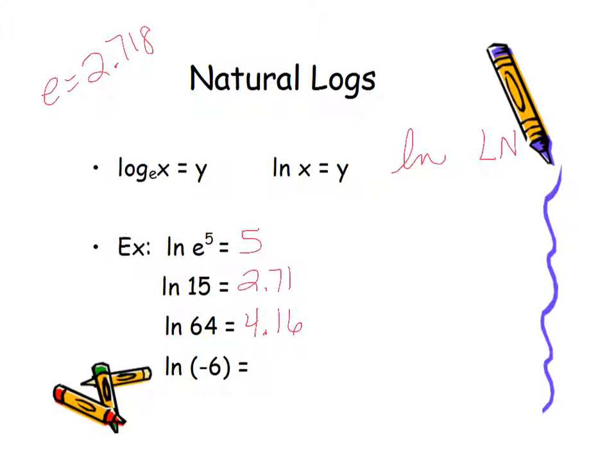Last one is a little bit different. Let's do natural log of negative 6. And you should get an error. I just wanted to throw that one in there to remind you that we can't take logarithms of negative values. That's not going to happen. They're not going to try to trick you with that. Just be aware that that's not supposed to happen.